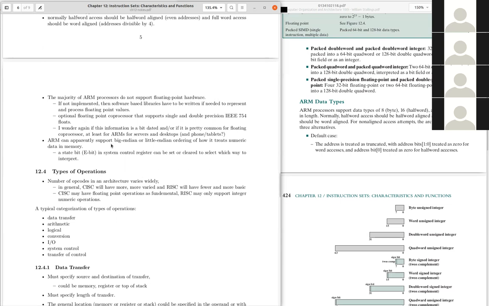Another thing I didn't really know, reading this chapter: I thought ARM was mostly big endian, but apparently there's a programmable state bit, so you can flip that, 0 or 1 will give you big endian versus little endian, and depending on how that's set, it'll interpret everything one way or the other, right?